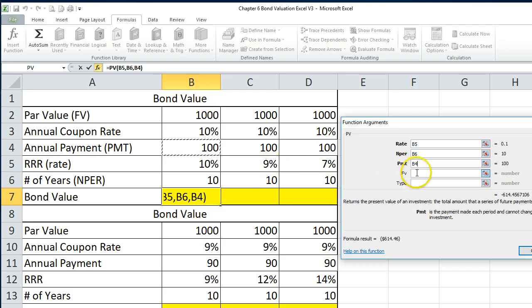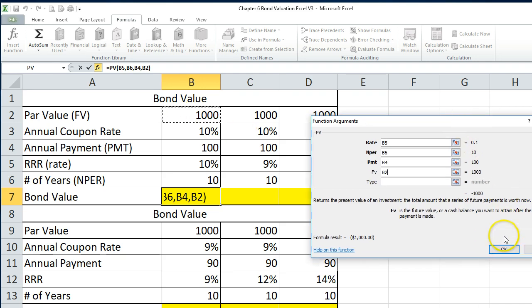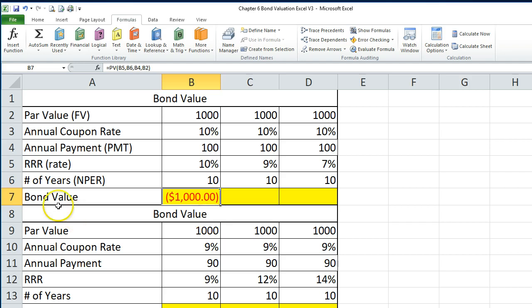The future value will be our par value. Par value is considered the future value because par value is the price of the bond when it's first created and when it's retired. So we consider par value our future value because that's what we're going to pay out to bondholders in the future. Okay, so let's hit OK to calculate this, and we see that the bond value is $1,000.